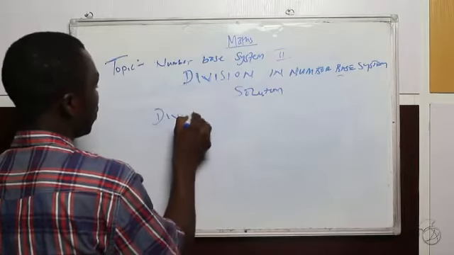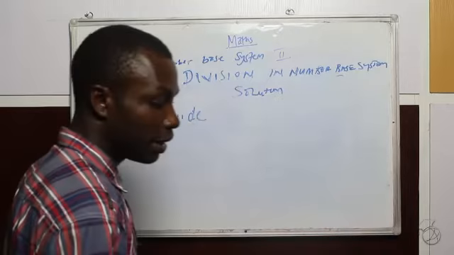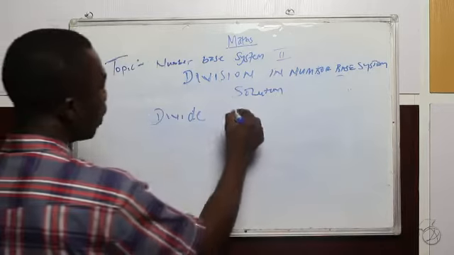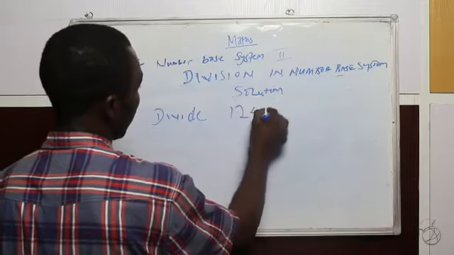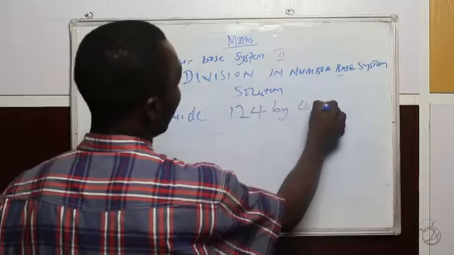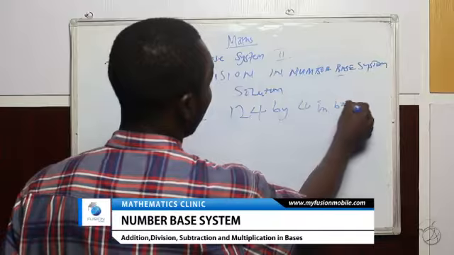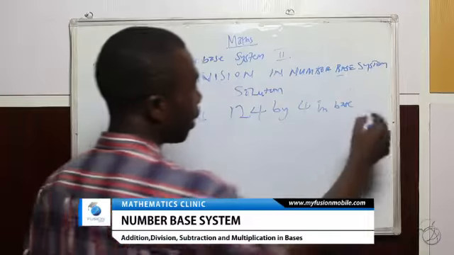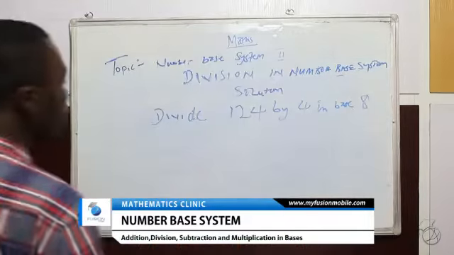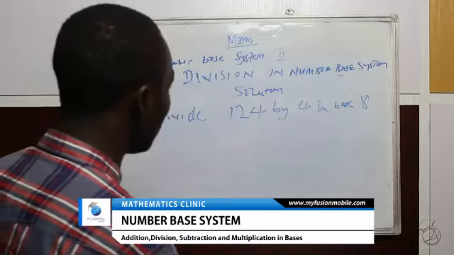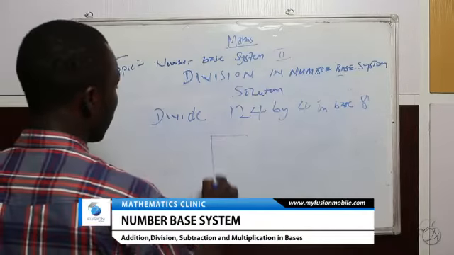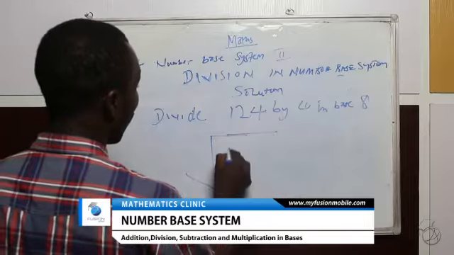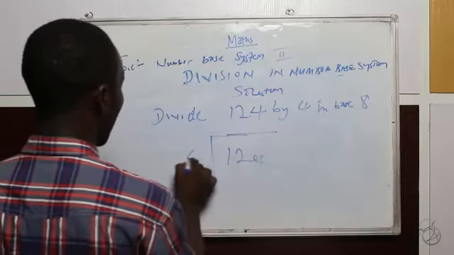Divide 124 by 4 in base 8. You will write like this: 124 by 4.